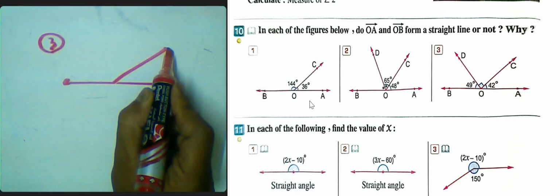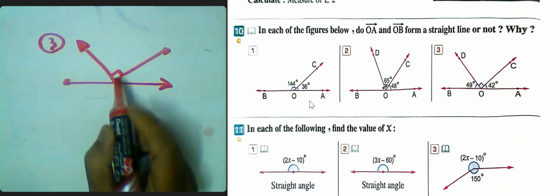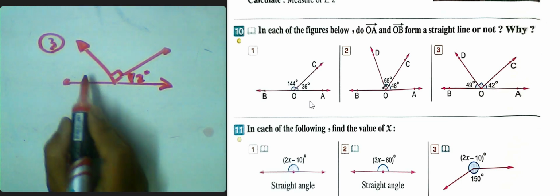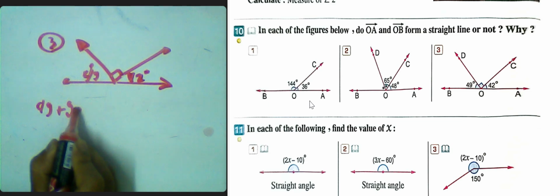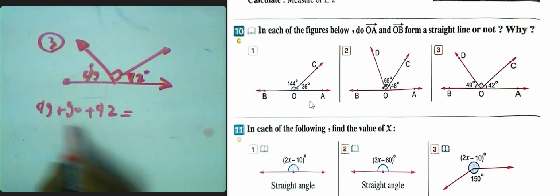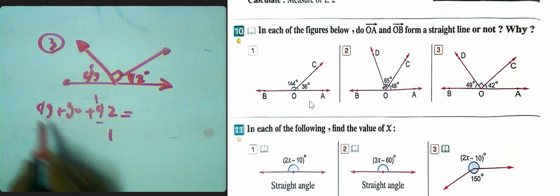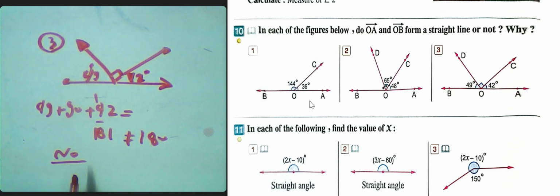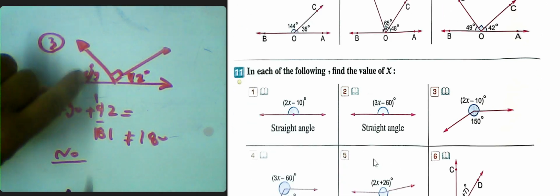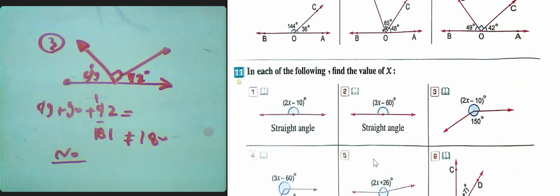Question number 3. We have a straight line here and it is perpendicular. The measure of the angle here is 42 degrees and here 49 degrees. We can write 49 plus 90 plus 42, which equals 181, not equal to 180. Then you can write OA and OB are not on a straight line. Understood? I added the 3 angles, and they do not equal 180, then they are not on the same straight line.